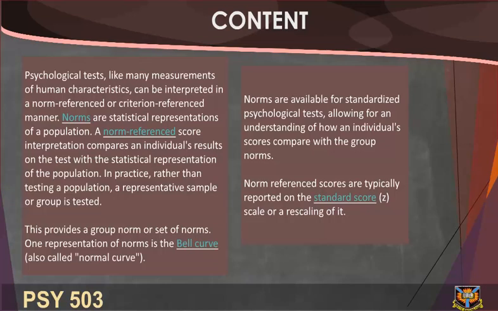One representation of norms is the bell curve, also called the normal curve. Norms are available for standardized psychological tests, allowing for an understanding of how an individual's scores compare with the group norms. Norm reference scores are typically reported on the standard score Z scale or a rescaling of it.